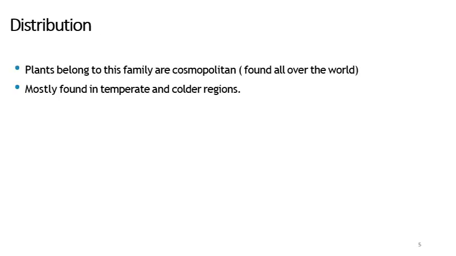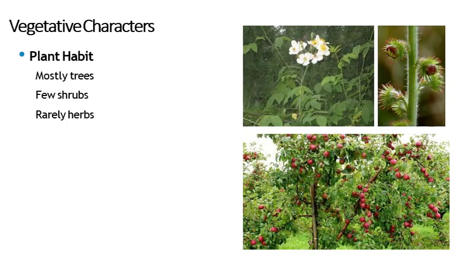As far as their distribution is concerned, they are widely distributed in the world, mostly in temperate and colder regions. So we can say that it is cosmopolitan, found all over the world. When we discuss their vegetative characters, the first attribute is plant habit. Most of the species are perennial green woody plants with a distinct upright stem of 6 feet. So they are referred to as trees. So mostly species belonging to Rosaceae are trees.